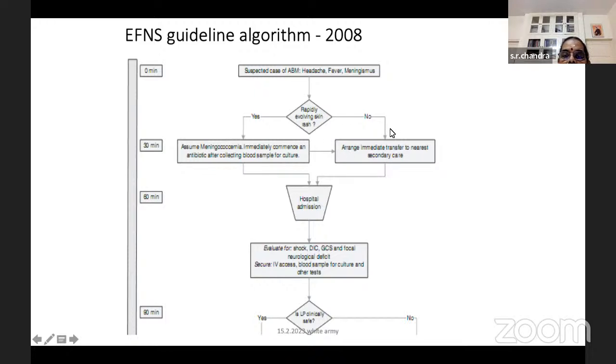And if there is no rash, then you admit the patient to the hospital and evaluate for shock, DIC, GC score, and focal neurological deficit, and secure IV access. Do all the 3 C's in the blood and the CSF, and imaging is done. Assess the safety of the lumbar puncture and go ahead with that.